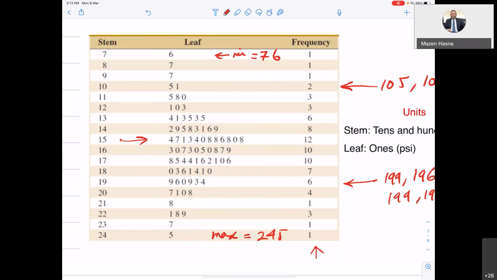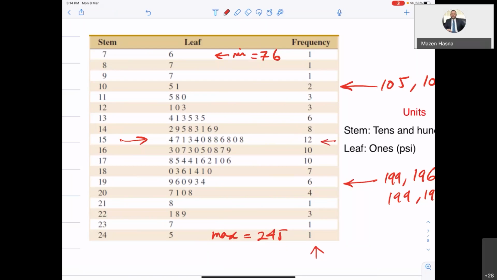And this column tells you the frequency, how many data points you have with that stem. As you can see, the largest we have here is 12 data points with stem 15, which means 150 PSI, I guess, are the units. So this is the stem and leaf diagram, just categorizing the data in a nice way to get more insights about it.